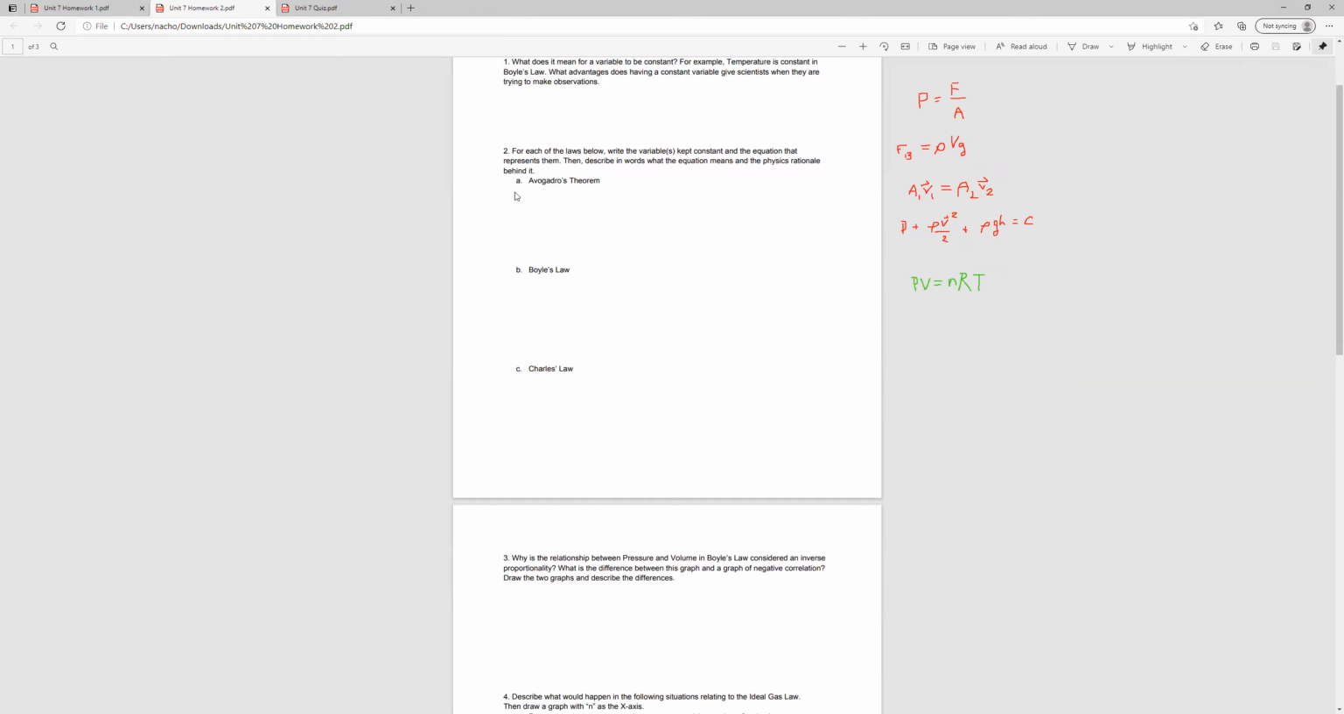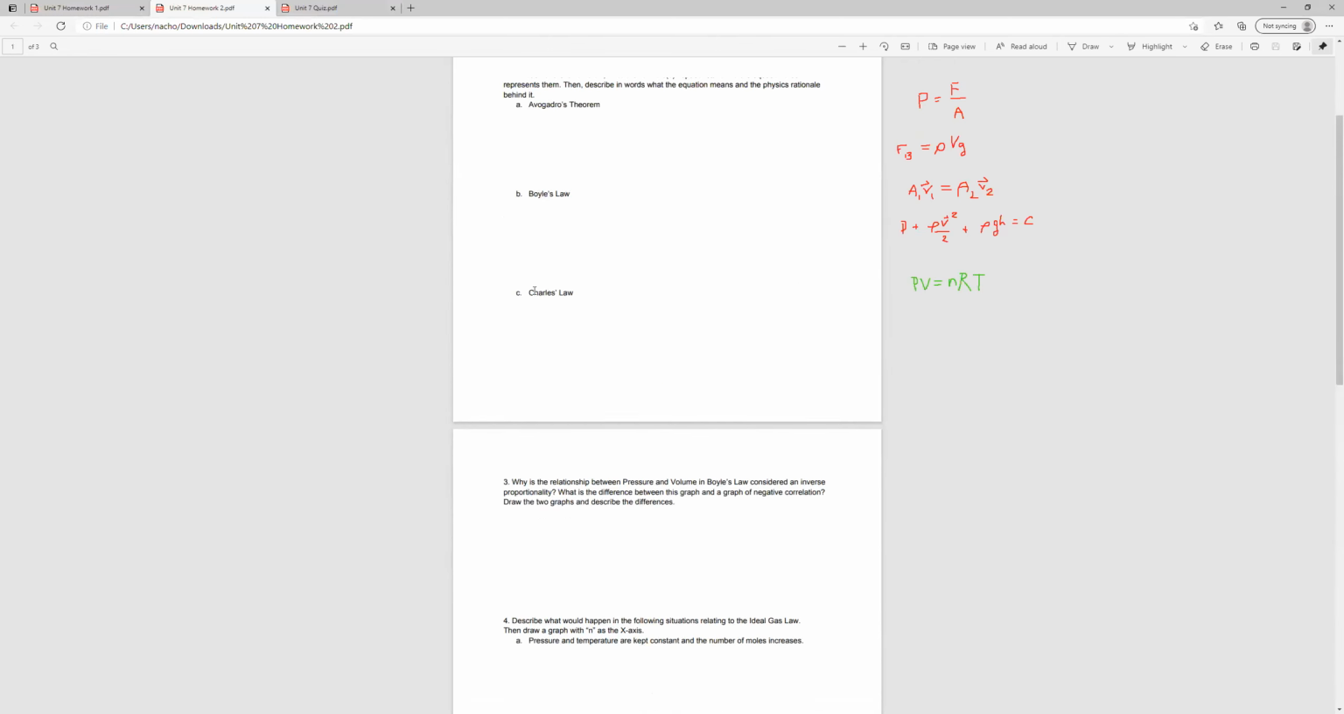Okay. So number 2, I'm going to just skip over because essentially the answer is already given on the whiteboard that I taught this lesson on. And also these equations are derivatives of the ideal gas law.